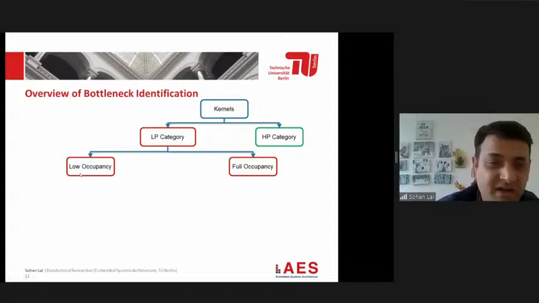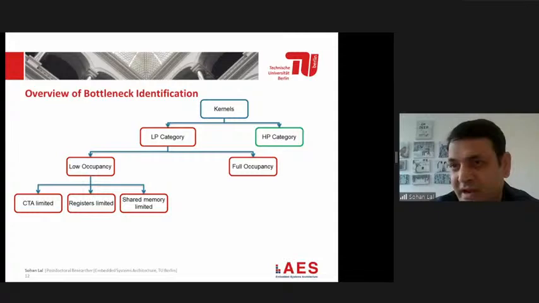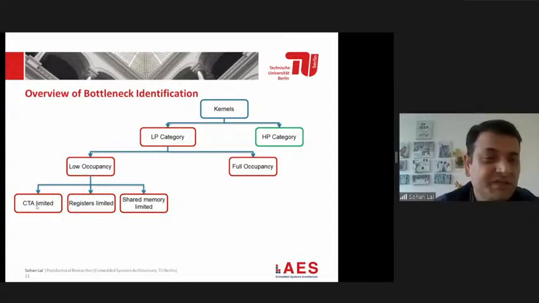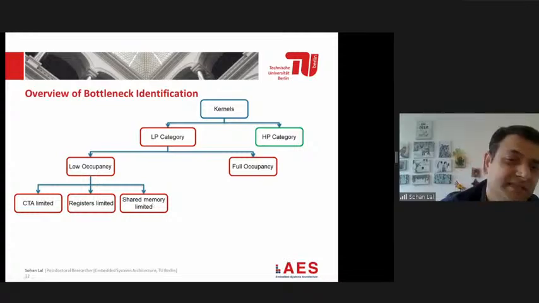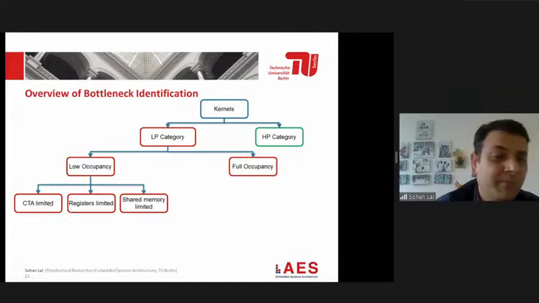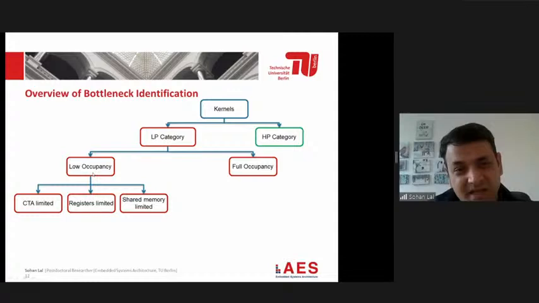So we further divided the low occupancy kernels into different categories. Basically, we have three more categories: CTA, which is the cooperative thread array, or a group of threads in GPUs, register limited, or shared memory limited. What I want to say at a high level is, how do we decide which category the low occupancy kernels go into? Depending upon the resource. These are hardware resources in the GPU, and one of them can limit the occupancy. Depending upon what resource is limiting the occupancy, we classify that kernel into that category.